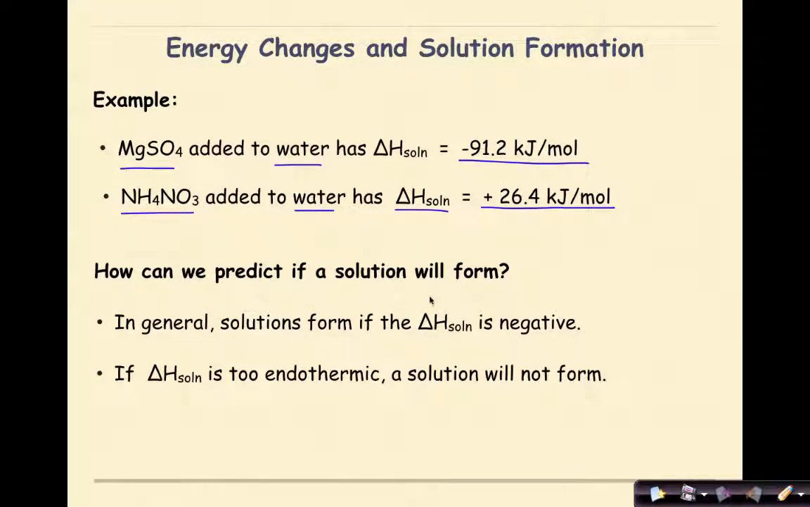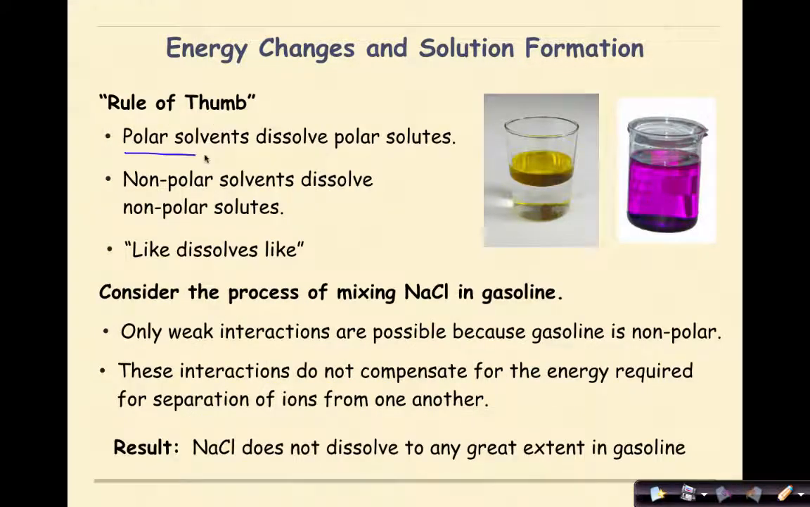How can we predict if a solution will form? In general, and of course not always because we're seeing it right here, solutions form if the heat of solution is negative. Therefore, it's an exothermic reaction. If the heat of solution is too endothermic, a solution is not going to form. The general rule of thumb is that polar solvents dissolve polar solutes, and nonpolar solvents dissolve nonpolar solutes. Many times, especially in Regents chemistry, you were taught like dissolves like. So we look at differences or similarities in the overall molecular polarities of molecules, and that will help determine whether two substances will dissolve or not.